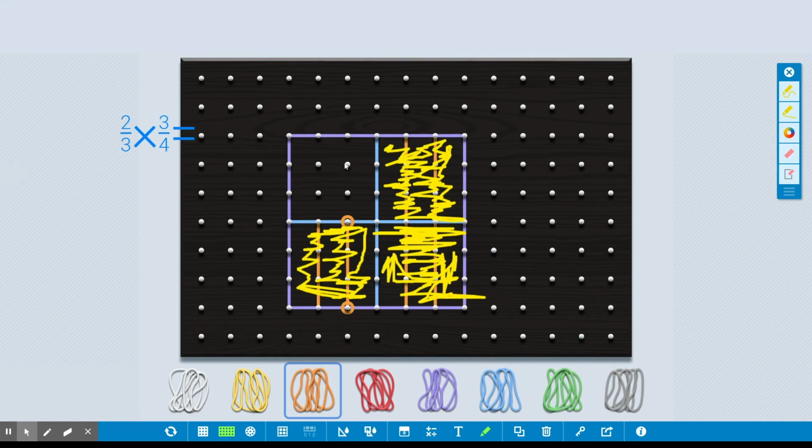I'm also going to split up my fourth, even though I'm not using it, because that will help me find how many parts in the whole I have in total. All right, so now that I have each fourth split into thirds, I need to shade in 2/3 of each of those fourths. So I'm going to choose a new color. Let's see here, blue, that will cover the yellow. And I'm going to shade in.